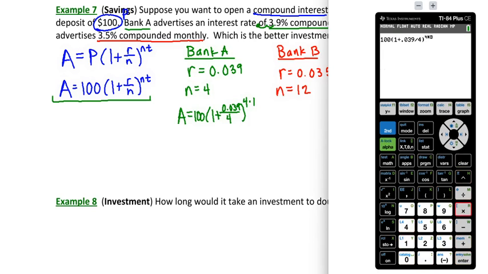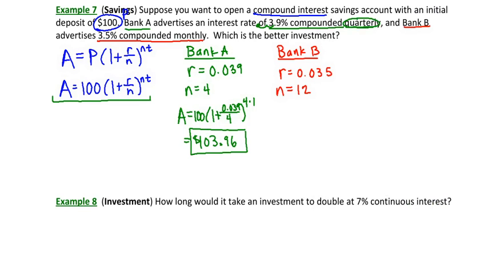4 times 1 on the exponent. And we end up with, to the nearest penny, $103.96. So at the end of the year, we've earned $3.96 in interest. Okay, let's type in the values for Bank B.